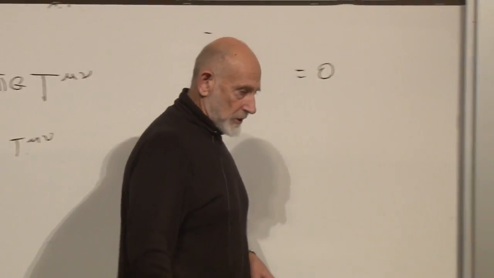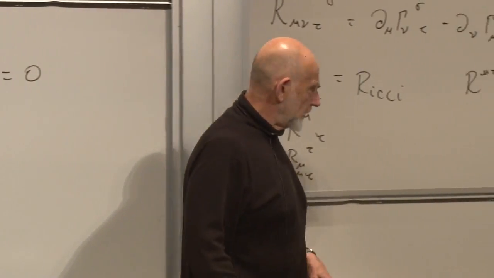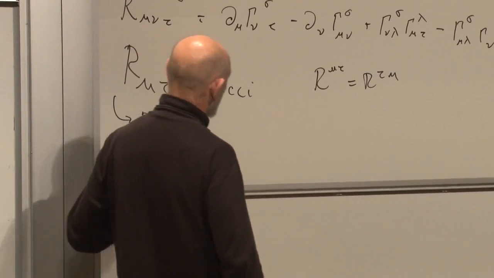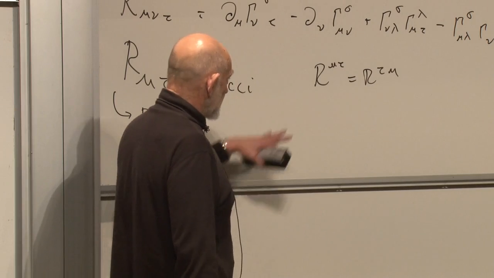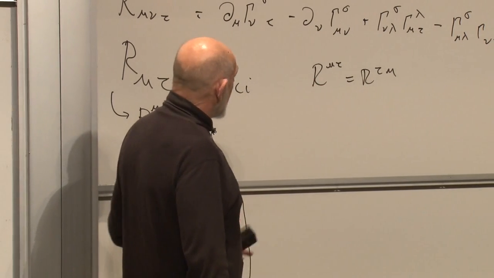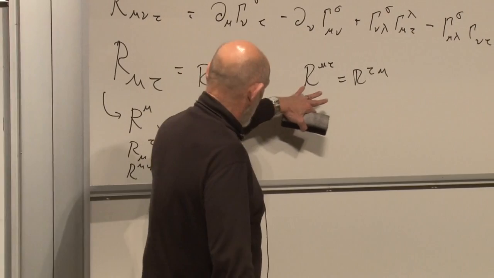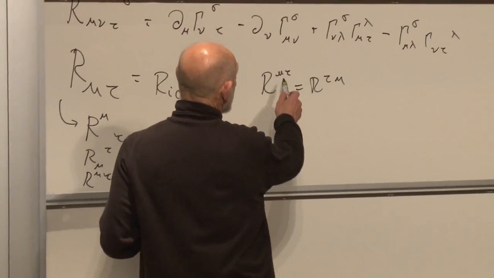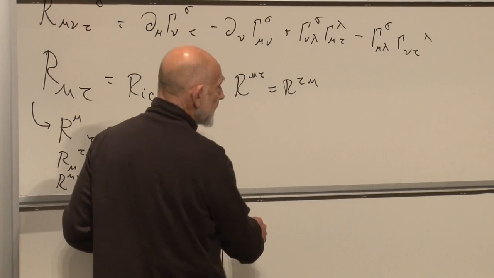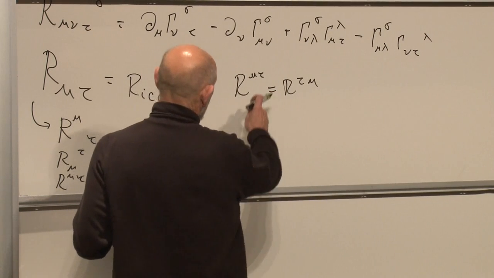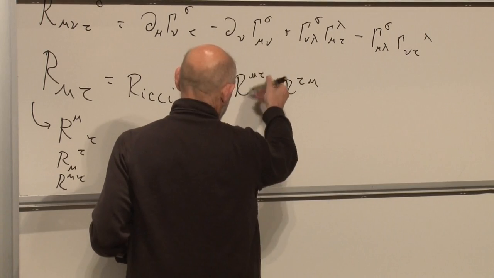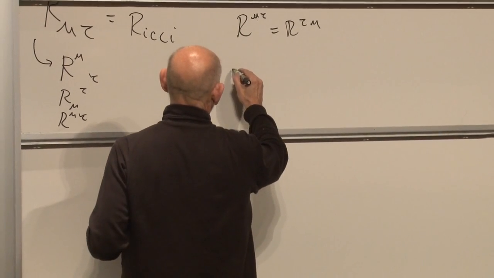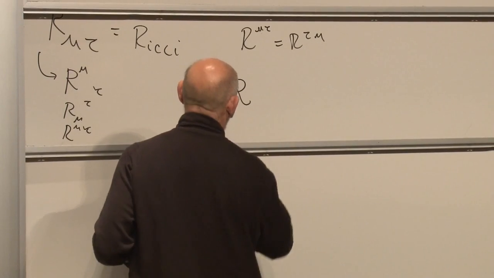Now, there's another tensor that you can make. This was not unique. Only one other possibility. And that's to begin by contracting mu and tau. You can contract mu and tau by multiplying this. The object is called R.